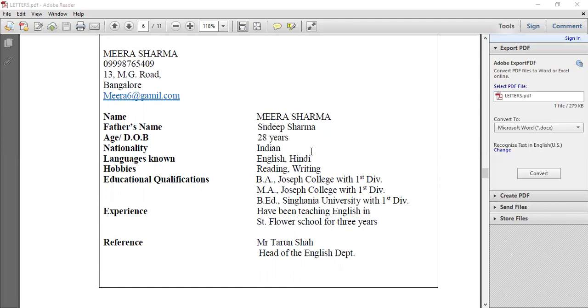After completing MA, we need to add our B.Ed degree, Bachelor of Education, a professional course for the teaching fraternity. So here, Bachelor of Education in Sinania University with first division. And experience: you have to mention your experience. If you are a fresher, you can write nil. So I have been teaching English in St. Flower School for 3 years. For reference, you can go for the head of the department, vice principal, coordinator, or principal, or even the president or secretary if you have a close contact. You can also mention them. This is a very ordinary resume.